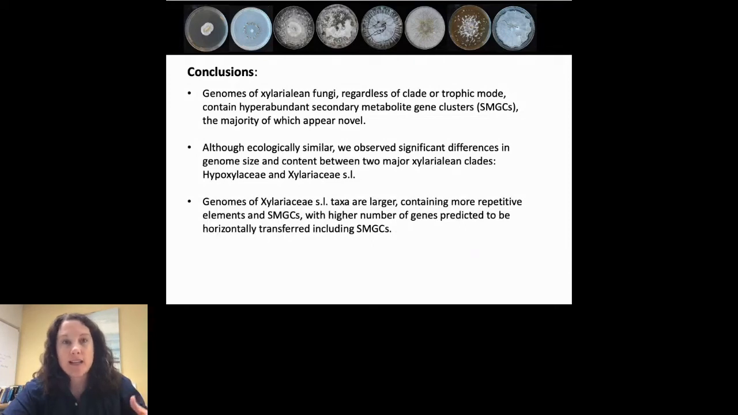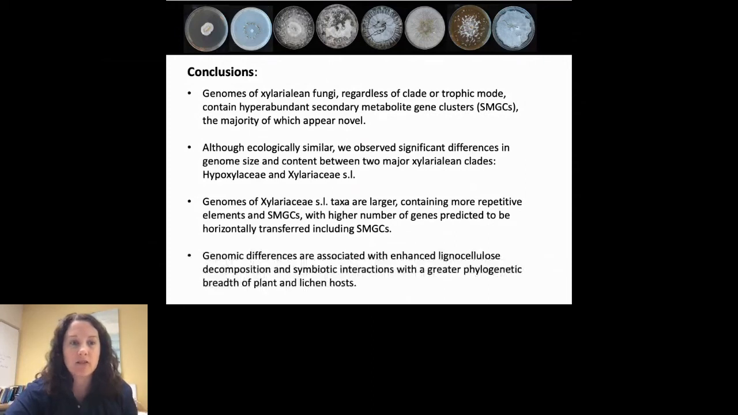The genomes of the Xylariaceae sensu lato are larger. They have more repetitive elements and more secondary metabolite gene clusters. And this is potentially, we think, due to more horizontal gene transfer events of those secondary metabolite clusters. And we found that these genomic differences are associated with enhanced lignocellulose decomposition, as well as enhanced symbiotic associations across phylogenetically diverse plants and lichens.